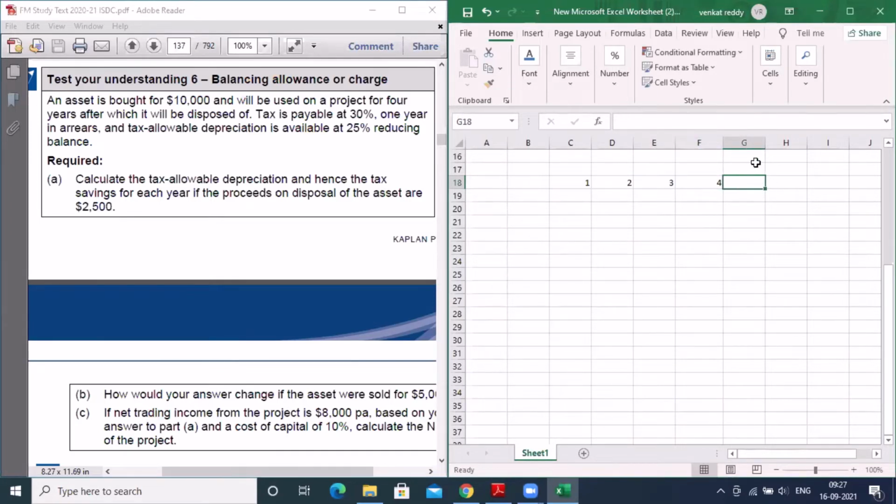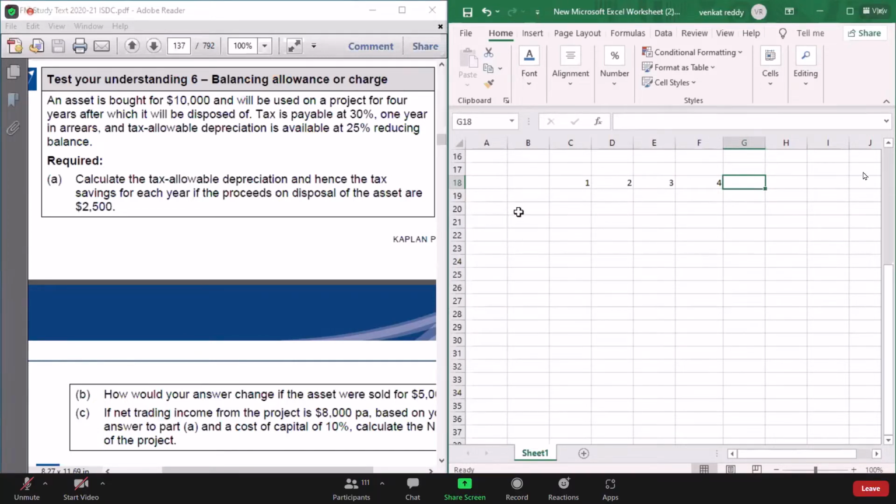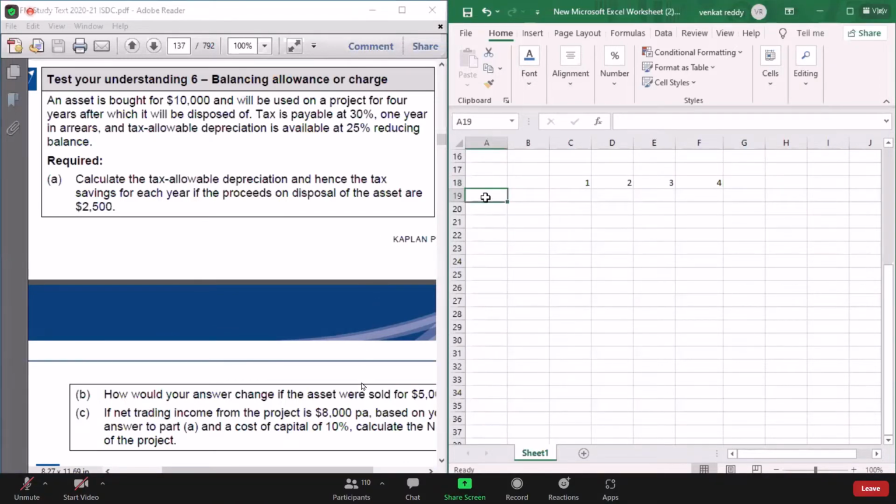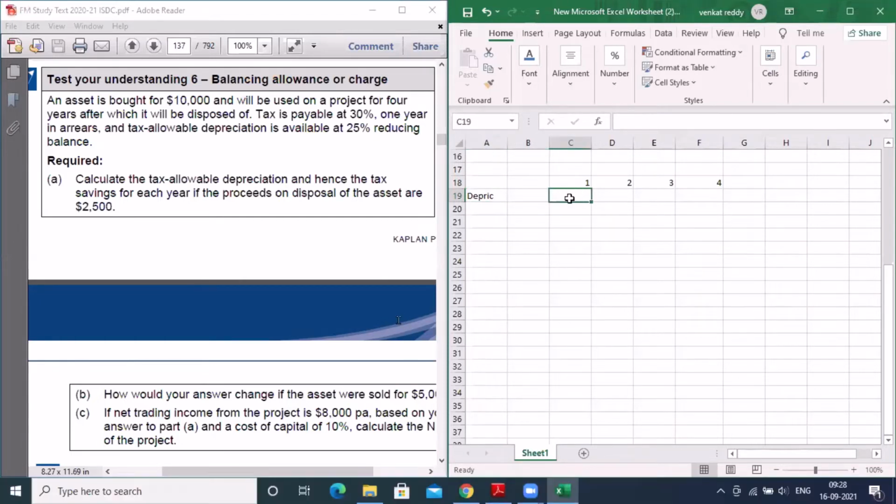I hope you can see that. Now the initial investment is 10,000 and we should claim the depreciation at the rate of 25% on reducing balance. Now can you let me know what will be the tax depreciation for the first year? What will be the depreciation for the first year? How much depreciation we can claim?